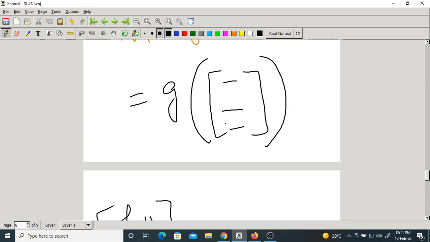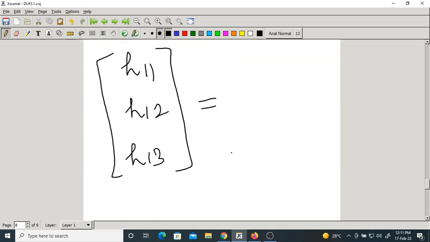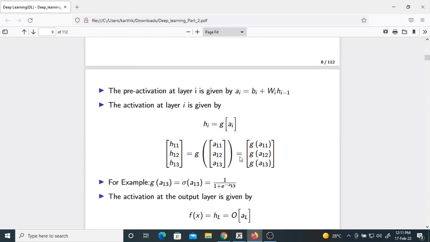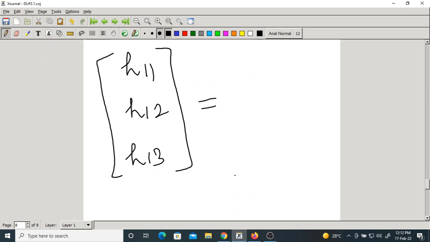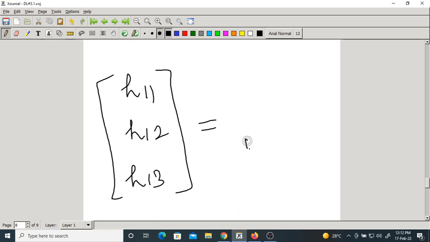You take this G inside the matrix. So it is an elementwise function. Suppose it is elementwise, what do you get? G of A11, A12, A13. For example, if it is the sigmoid function, what is G of A13? Sigma of A13, 1 by 1 plus e power minus A13. Is it okay? So this is about the activation function.